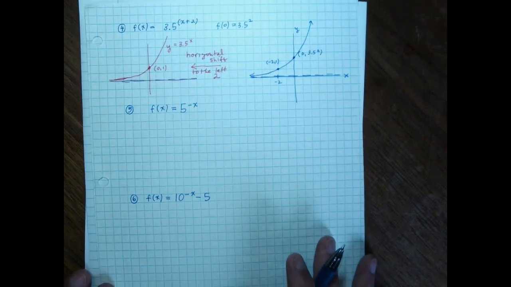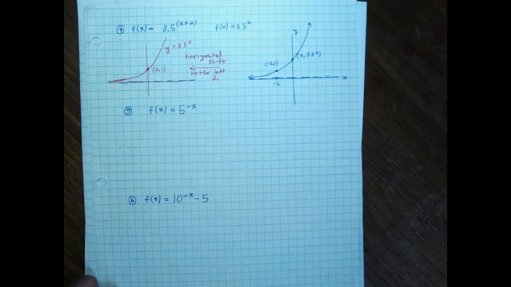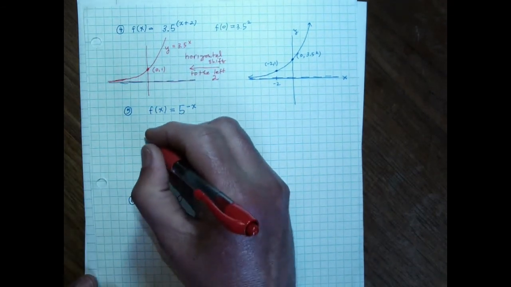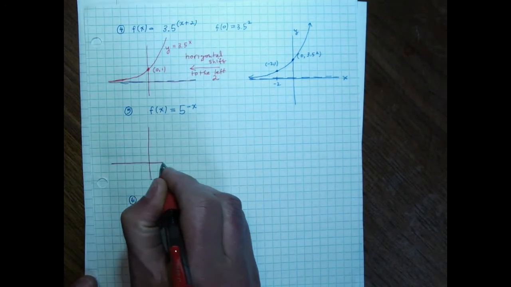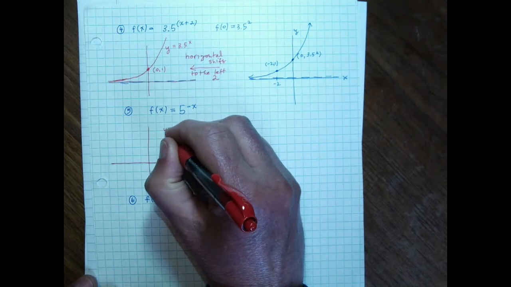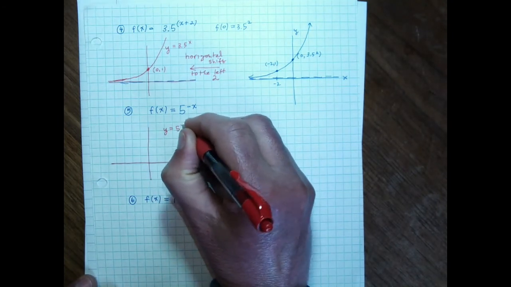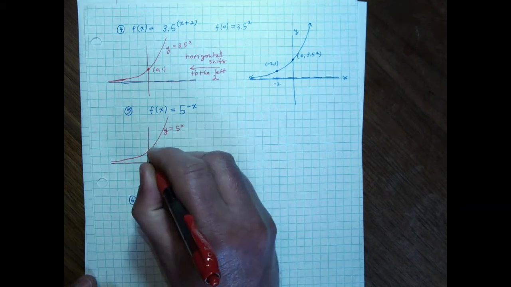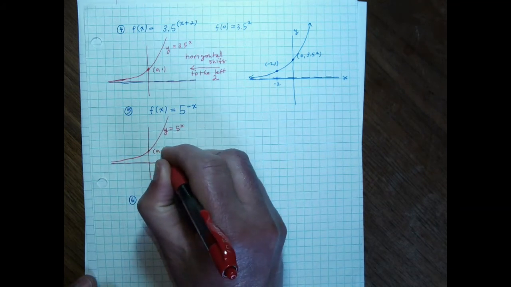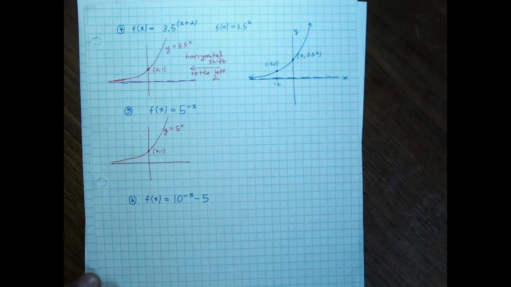Okay, number 5, 5 to the minus x. Okay, another variation on things here. If we start out with y equals 5 to the x, the base is greater than 1. So we start out with a graph that passes through 0, 1.